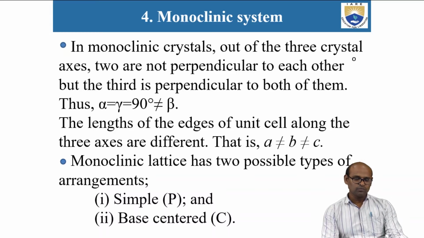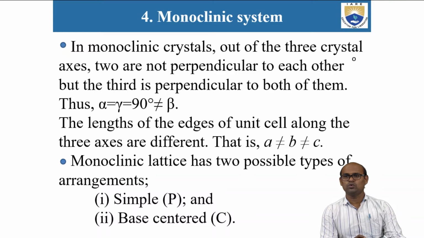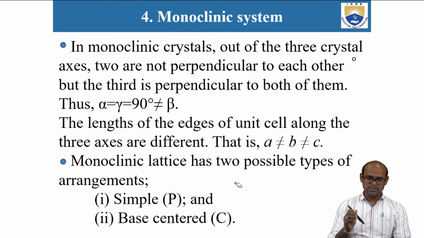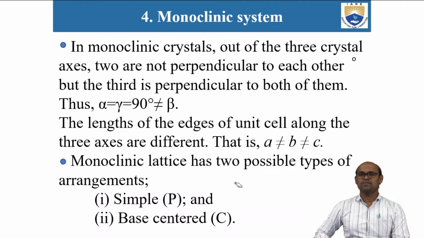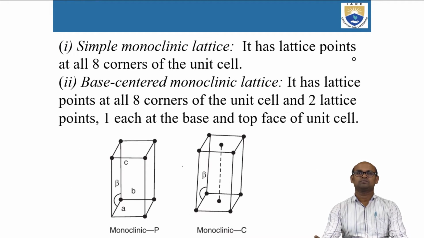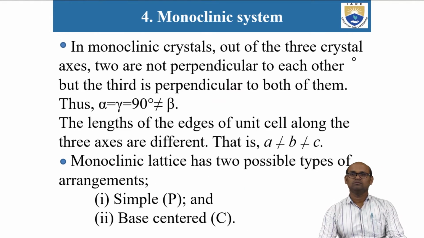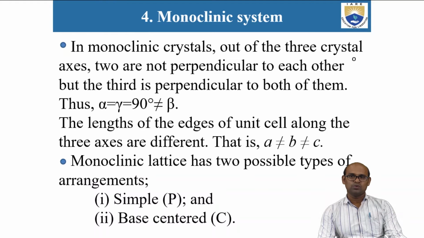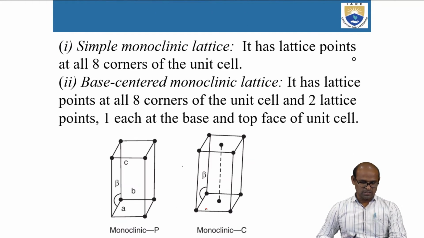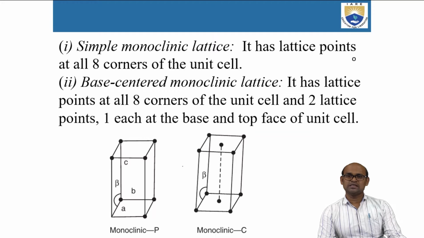This monoclinic crystal system has 2 types of arrangements: simple monoclinic, which is a primitive unit cell, and base centered monoclinic. So monoclinic has 2 possible arrangements, simple and base centered. The simple monoclinic lattice has lattice points at the 8 corners of the unit cell.